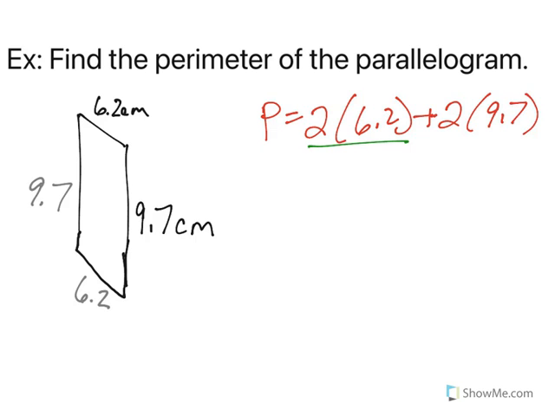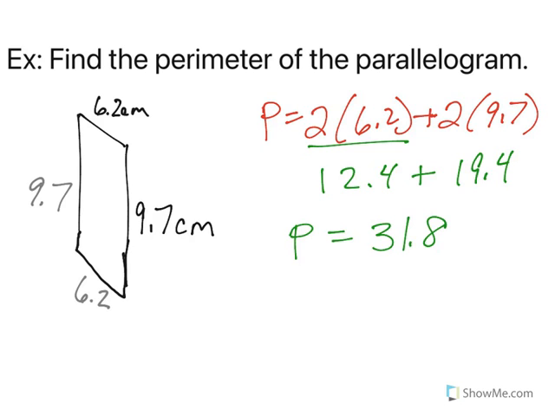All right, so 2 times 6.2 is 12.4. And 2 times 9.7 is 19.4. So the perimeter, add those together, is 31.8. And we are in centimeters.